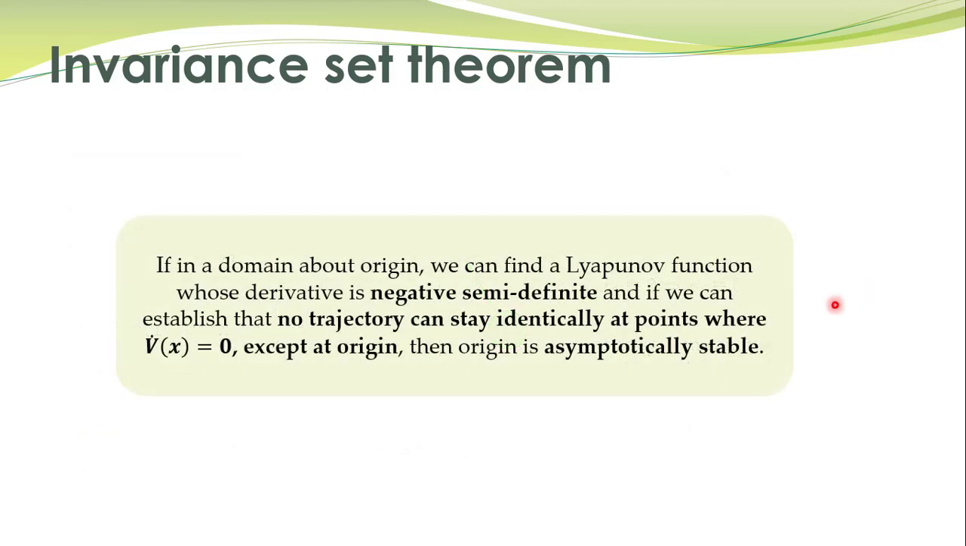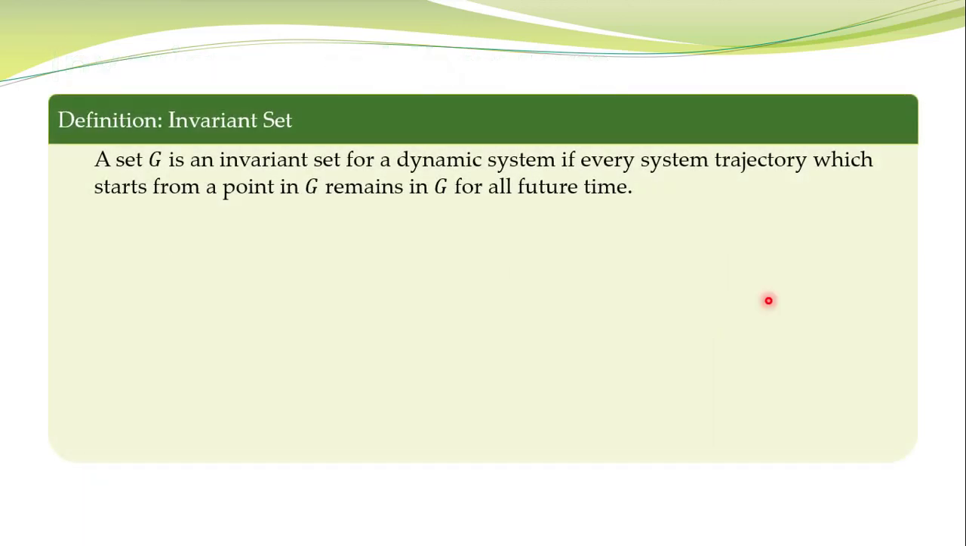So here is the summary of that discussion and the theorem which we are going to study, that describes this information in a more mathematical and more generic way. And to study that theorem, we have another concept which we need to understand: the invariant set. What is an invariant set? A set G is an invariant set for a dynamic system if every system trajectory which starts from a point in G remains in G for all future time.